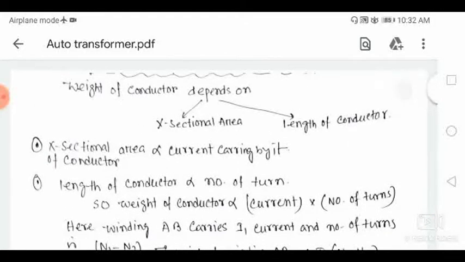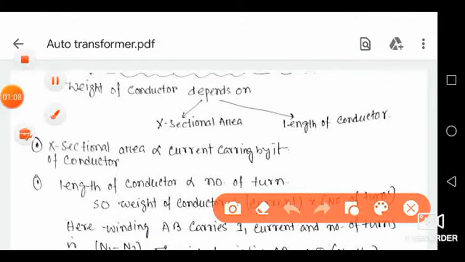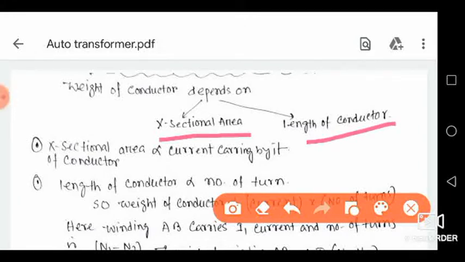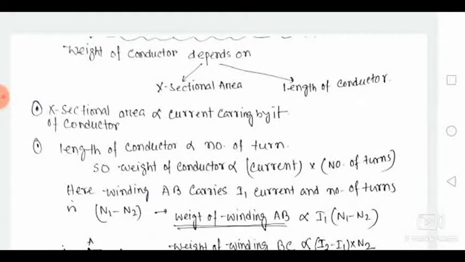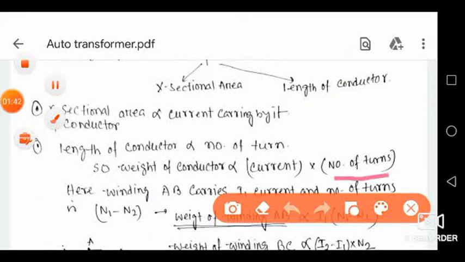As you know, the weight of the conductor depends upon the cross-sectional area and length of the conductor. Again, the cross-sectional area of the conductor is directly proportional to the current carried by it, and the length of the conductor is proportional to the number of turns. So the weight of the conductor actually depends upon the number of turns and the current flowing through it.